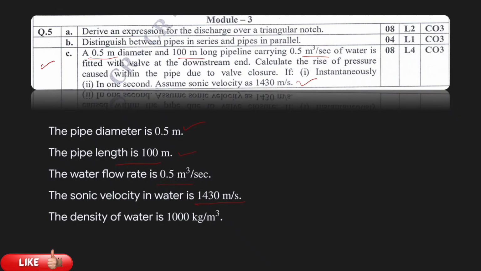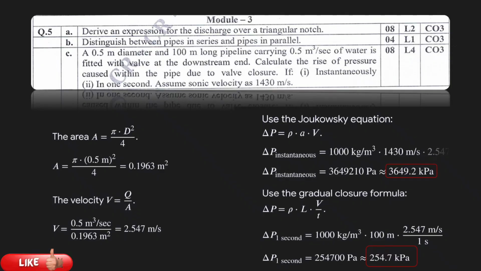We know that density of water is 1000. To solve this question, the area is equal to pi by 4 into d square. D is 0.5 meter. Therefore, area is equal to 0.1963 meter square. Velocity V is equal to discharge by area. Discharge is 0.5 cubic meter per second, divided by 0.1963. We will get 2.547 meter per second.